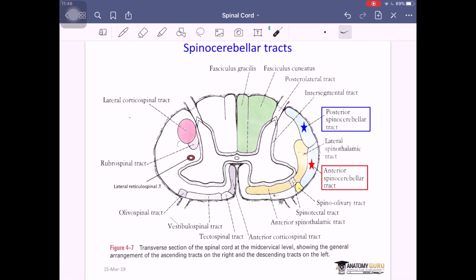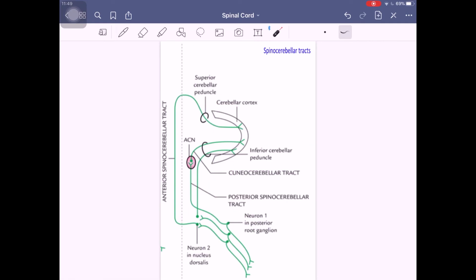When I say where it starts, you will get the idea. In the spinal cord, especially when the section is taken at the mid-cervical level, you will only see your anterior spinocerebellar and the posterior spinocerebellar. So these are your tracts. This is posterior and this is anterior. And remember, both of these are present in your lateral funiculus, which is your lateral column.